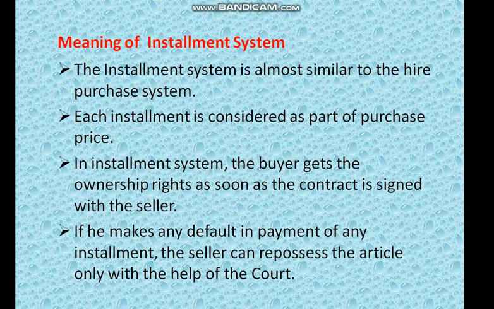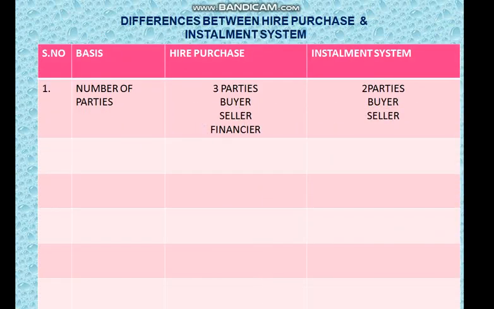The installment system is similar to that of hire purchase system in many ways. There is a basic difference between the two. In installment system, the buyer becomes the owner of the goods as soon as he signs the contract, but in case of hire purchase system, the buyer can become owner of the goods only after making the last installment paid by him.